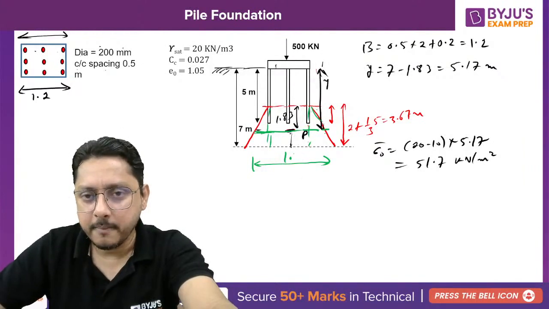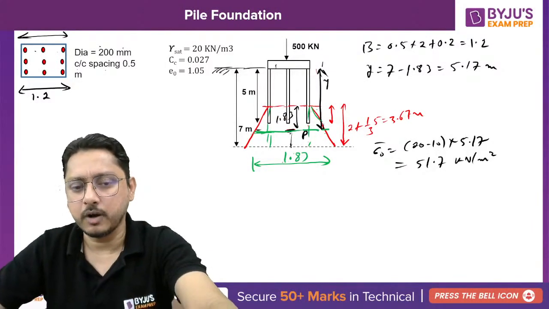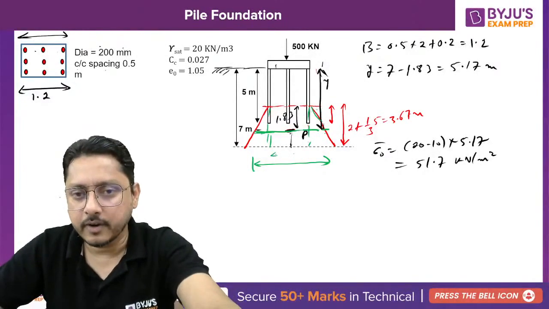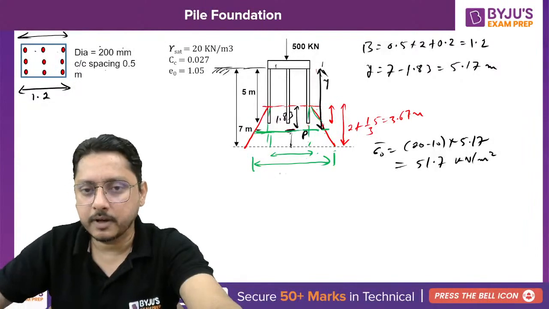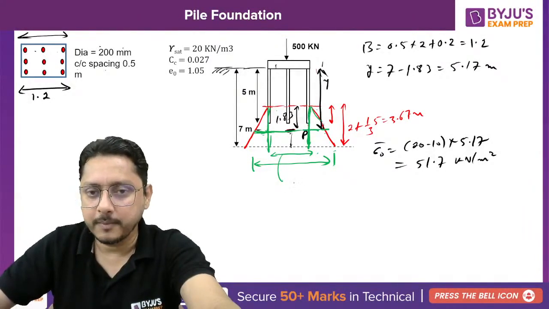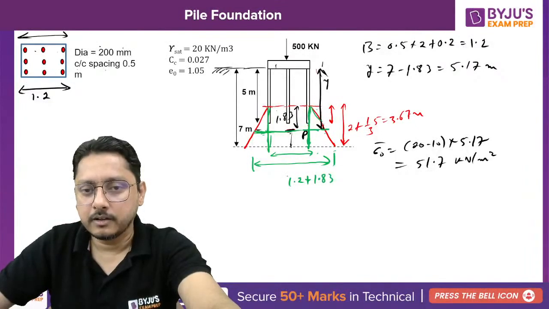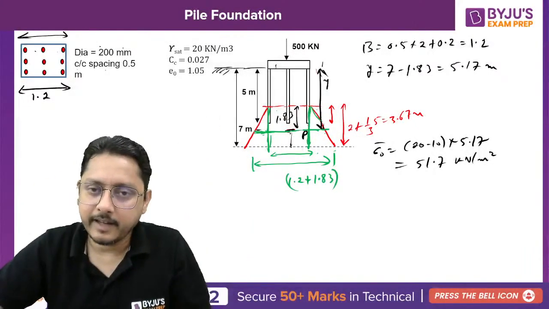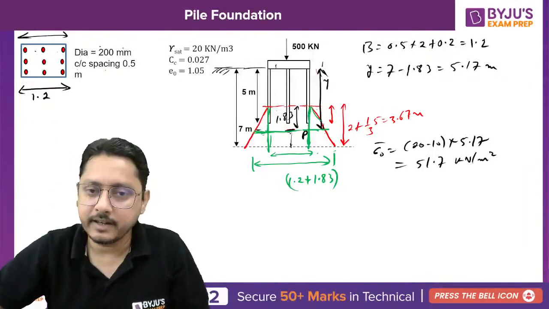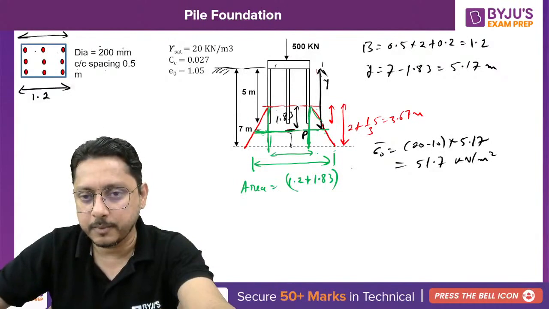This total width will become 1.83 plus 1.2. This is already 1.2, and half of 1.83 from here, half from here. So it will become 1.2 plus 1.83. So the point which you have considered here, the area where the load will be distributed, will be 1.2 plus 1.83, and the total area at that particular place will become the square of this. That's all.